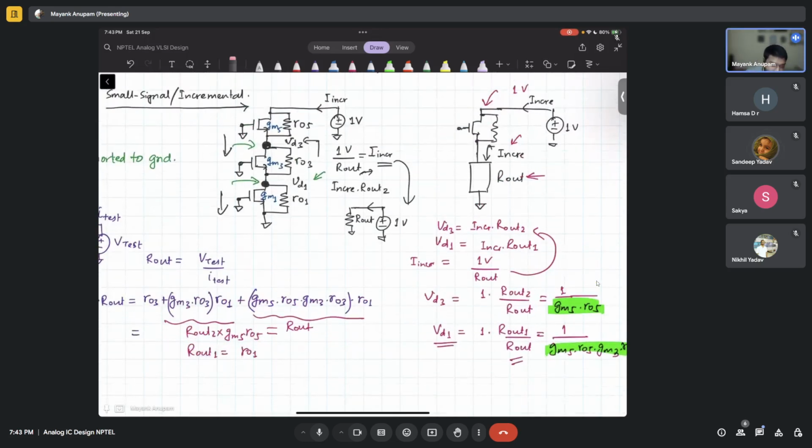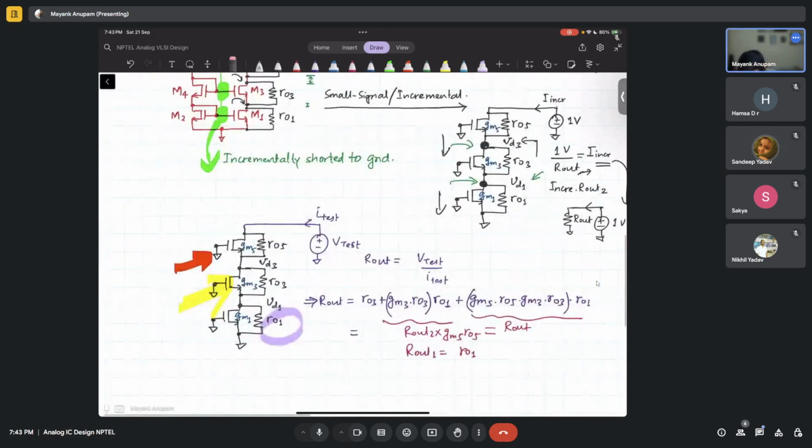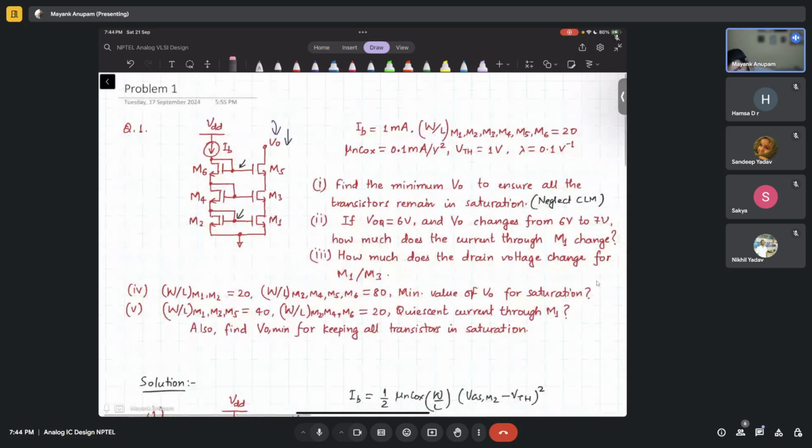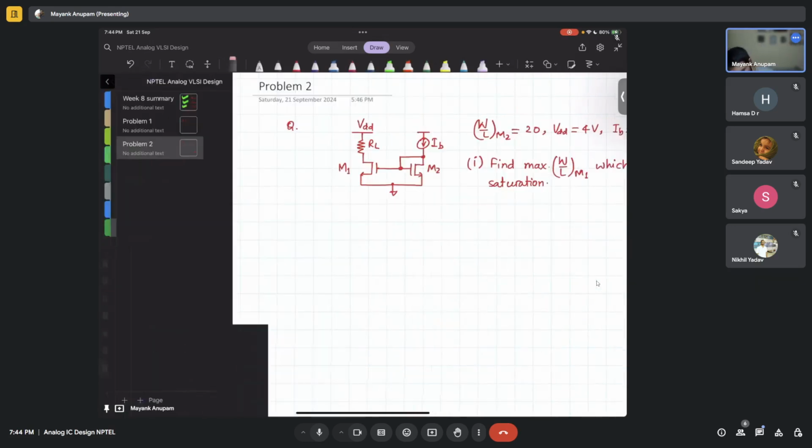So I think I covered almost everything here. One thing that I've not covered is a simple thing: if you change the W/L of things here and there, some things will change, like the overdrive voltage. Because of that, what will happen? That you have to understand. So let's keep it for next time.